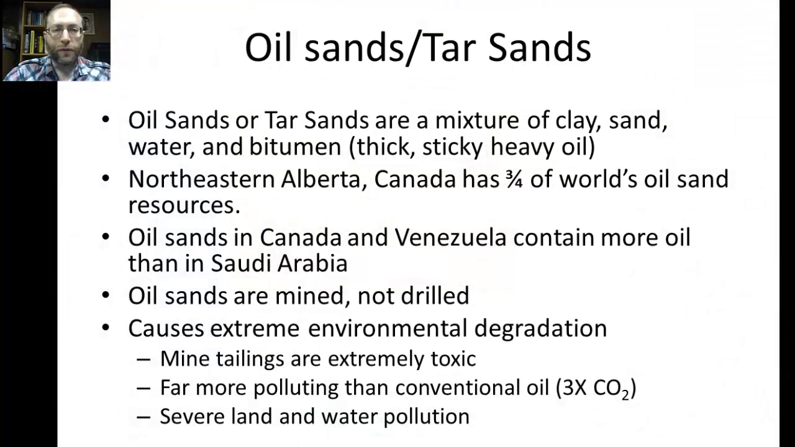So what you see from those pictures, the pollution problems that you find in mining in general, you find with mining oil from tar sands. The pollution of water, problems of degrading the ecosystem where you're actually mining. Mine tailings are extremely toxic, and this is far more polluting than conventional oil. To get this stuff out of the ground and to refine it means that you end up producing 3 times the carbon dioxide than you would from regular oil. So overall, this causes severe land and water pollution.